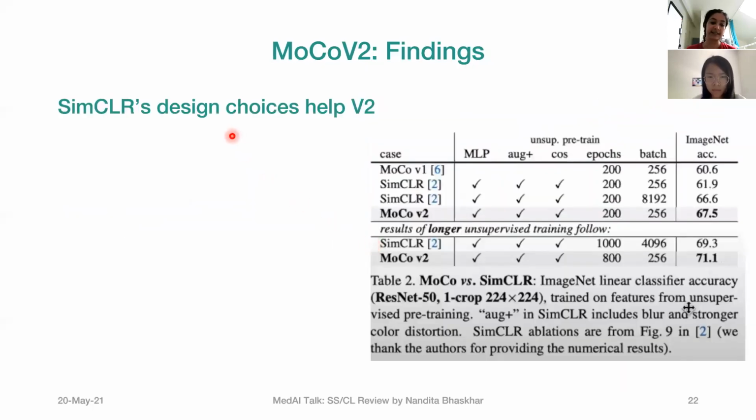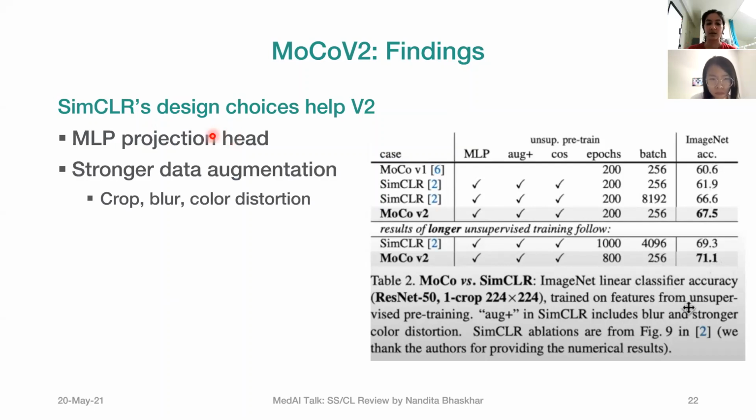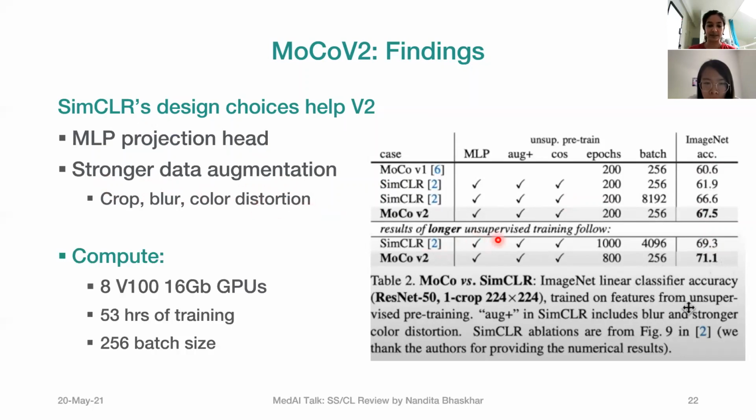What was interesting is that MoCo's framework is actually quite independent from SimCLR's design choices. So you can use SimCLR's design choices to boost your performance in MoCo. The multi-layer perceptron projection head that SimCLR introduced actually proved to help in boosting MoCo's performance as well. And again, using stronger data augmentations between the keys and queries actually helps performance.